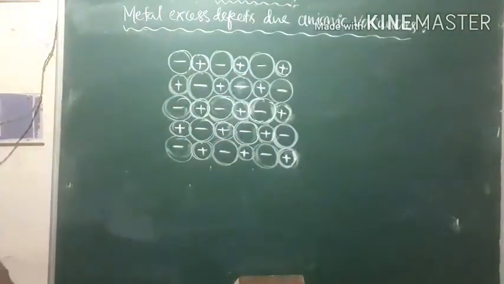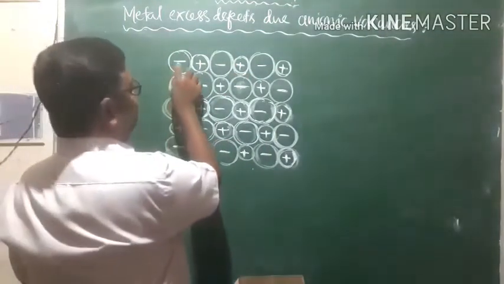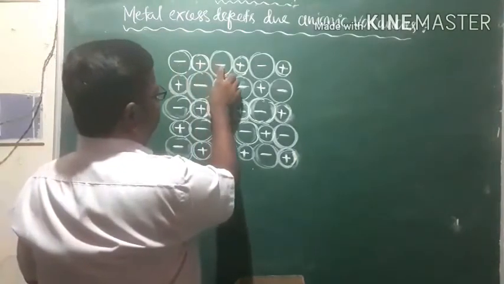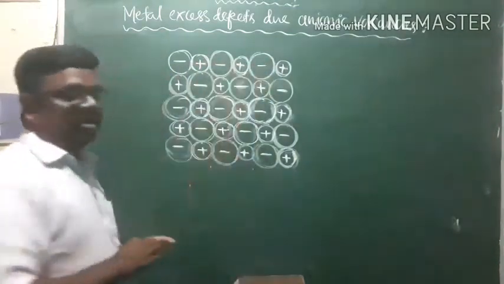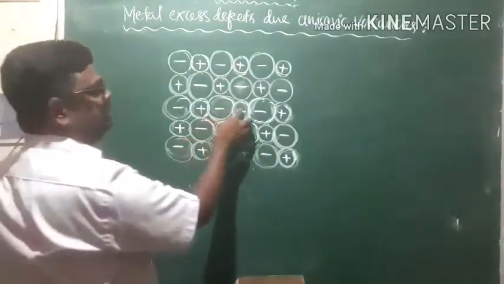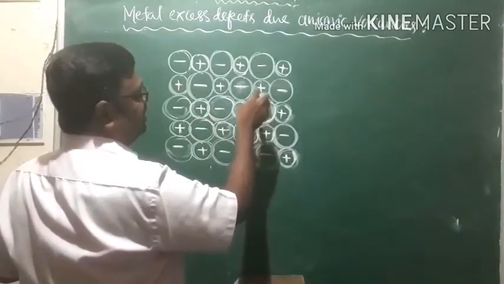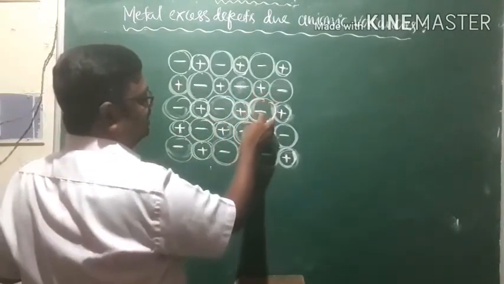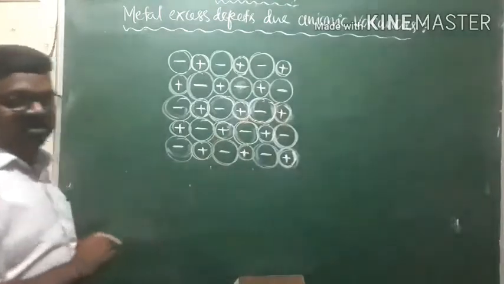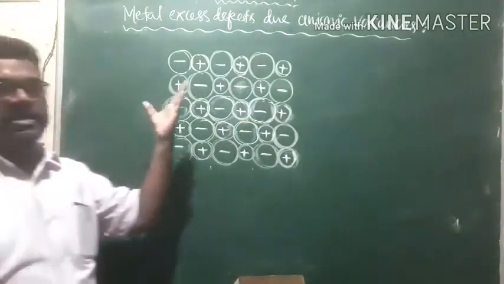This is the crystal lattice of sodium chloride. It contains Cl minus ions, Na plus ions, Cl minus ions, Na plus ions at alternate positions. Every Na plus is surrounded by certain anions, and every Cl minus is surrounded by certain Na plus ions. That is what we call the crystal lattice of sodium chloride.